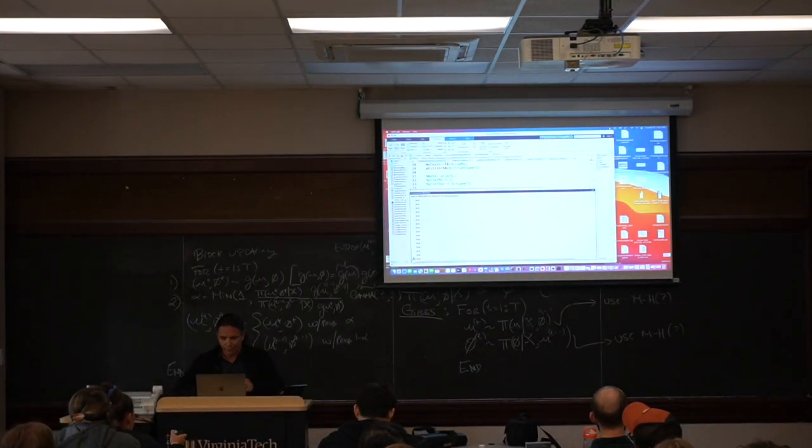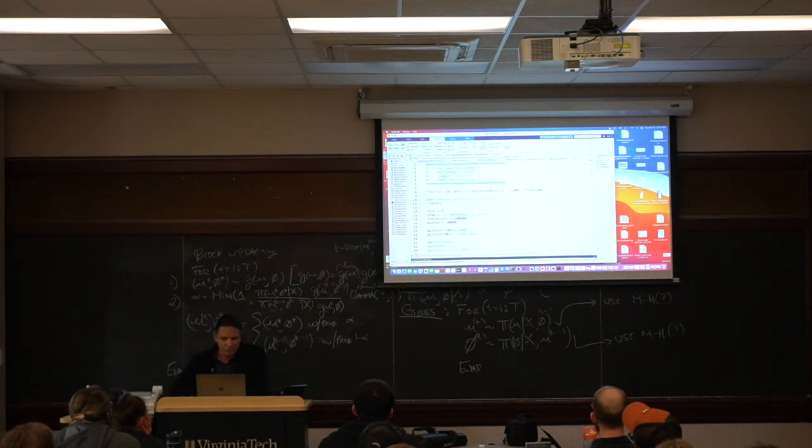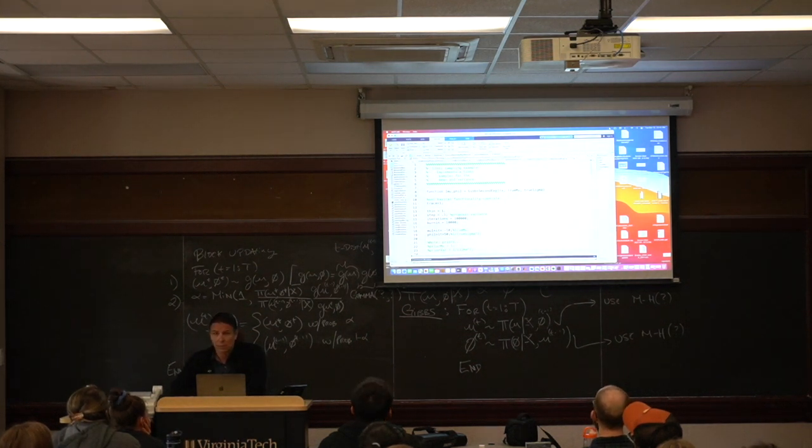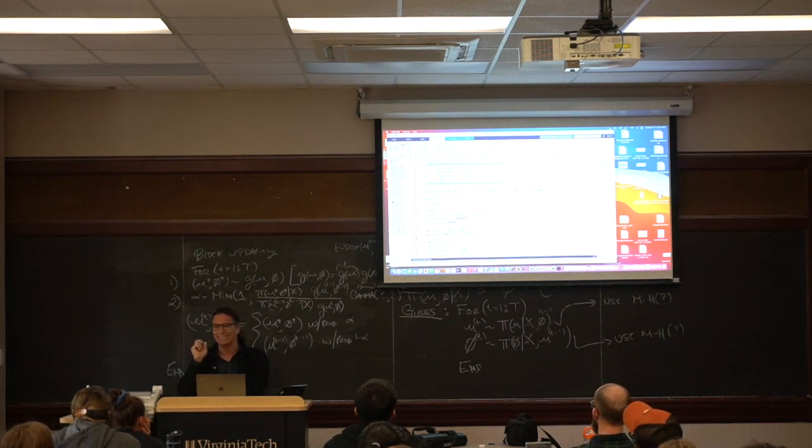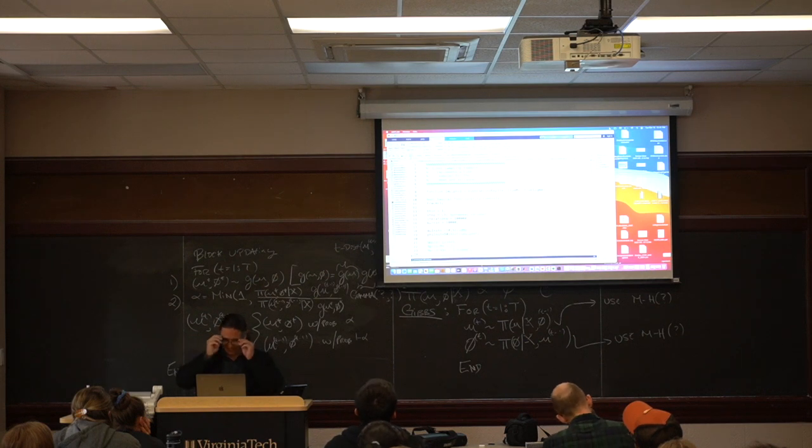Let's look at the code. So there's just a couple things in here. Can everybody see the code? You guys can all read it? Do I need to make the font bigger? I used to do this with like 10 fonts. So I think this is 18 or 20.